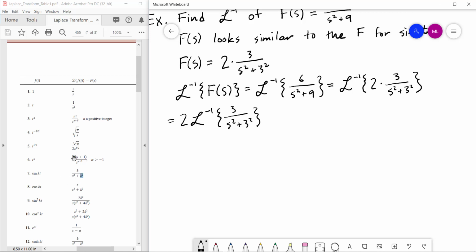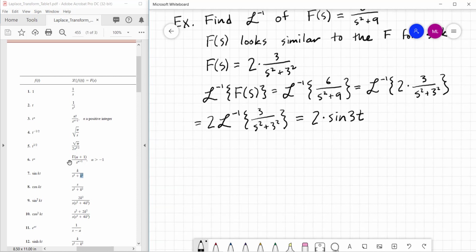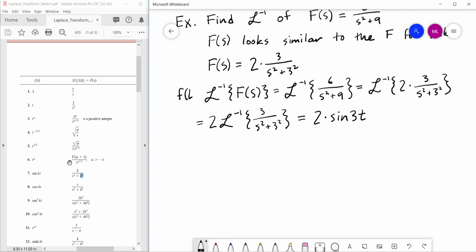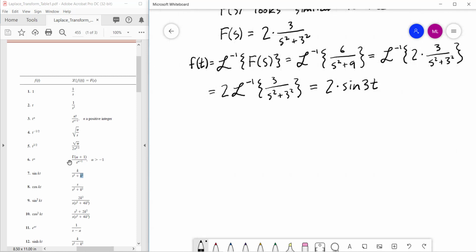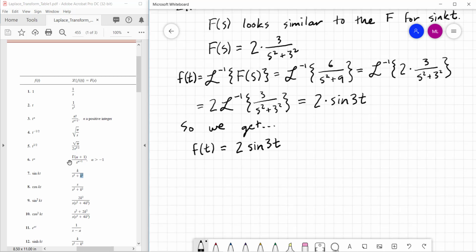So what is that inverse transform? What we get is 2 times, well, that inverse Laplace transform looks like the sine of 3t. And so that is our inverse Laplace transform. The whole thing that we were starting with, I should have written this here, was we were trying to find f of t. And so we found it. So the original function, f of t, that we were interested in is 2 times the sine of 3t. And this is how we're going to use the table.